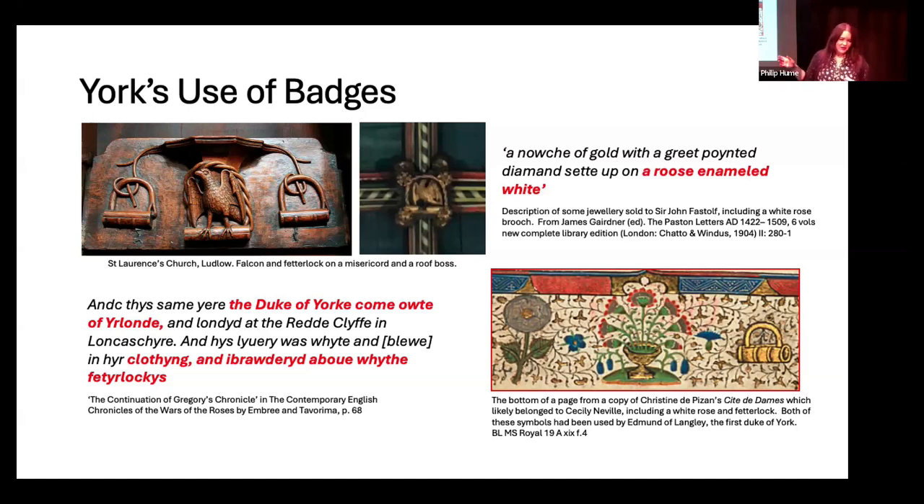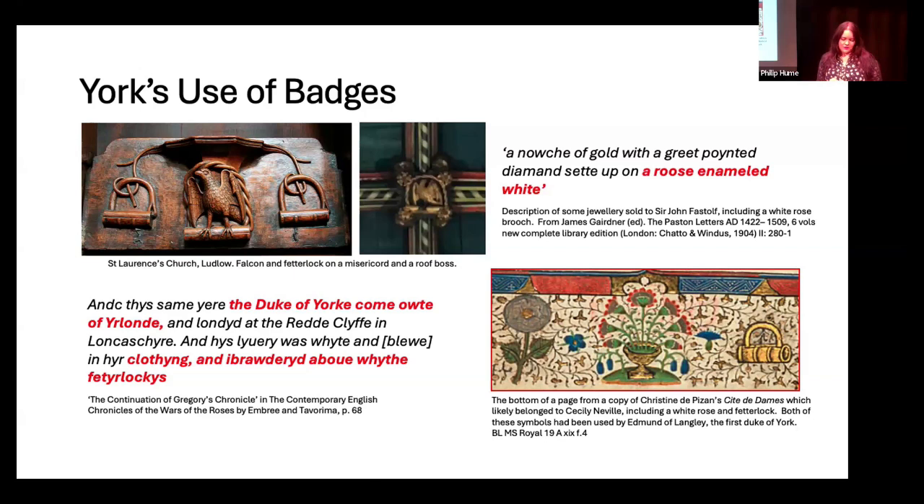You can also see an extract from Gregory's Chronicle, which talks about York being kind of clothed in clothing embroidered all over with fetterlocks. And you can also see a manuscript in the bottom right-hand side, which was probably owned by Cecily Neville, that also has a fetterlock on the right-hand side. So this is a symbol that's really strongly used by York throughout his lifetime.